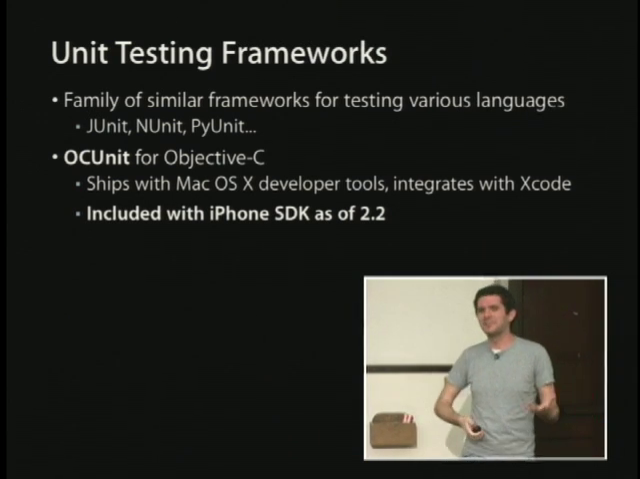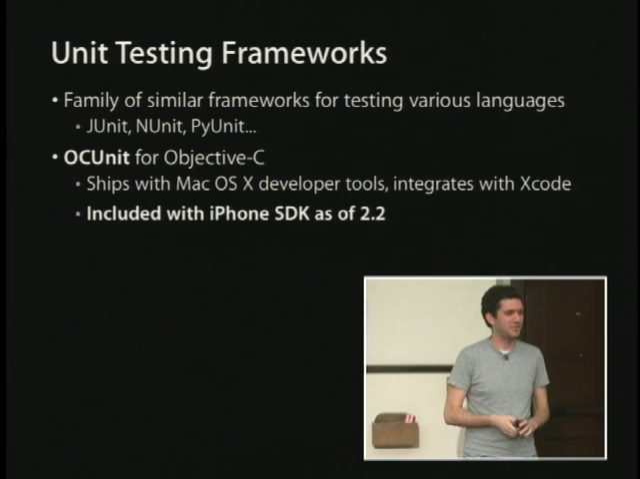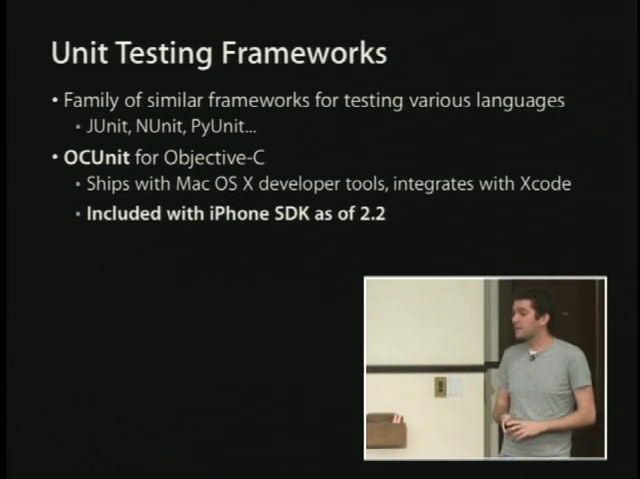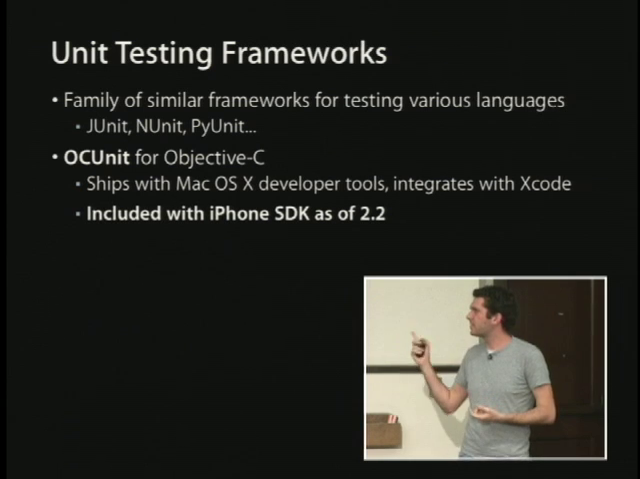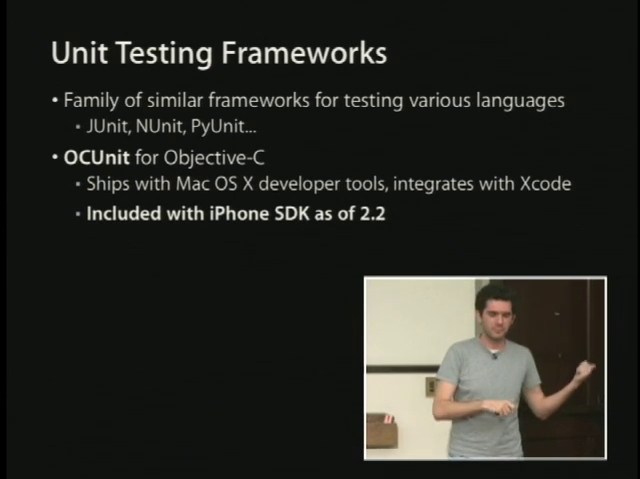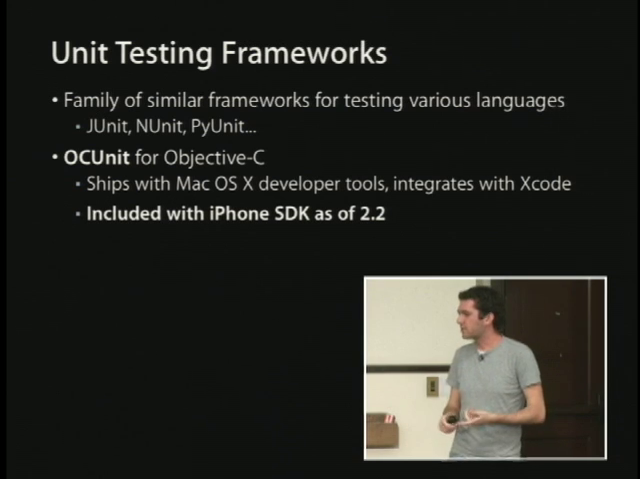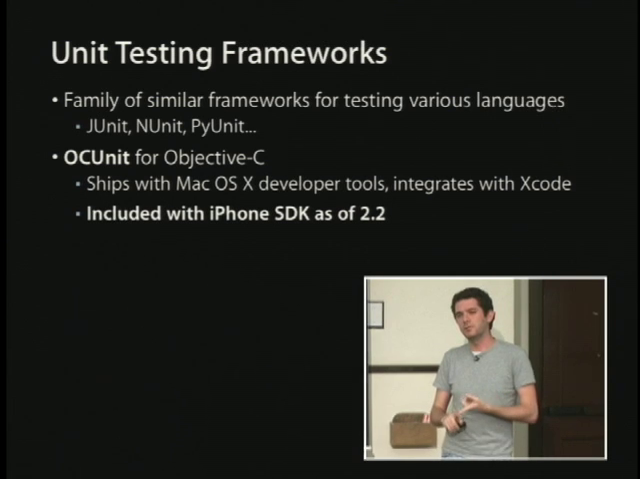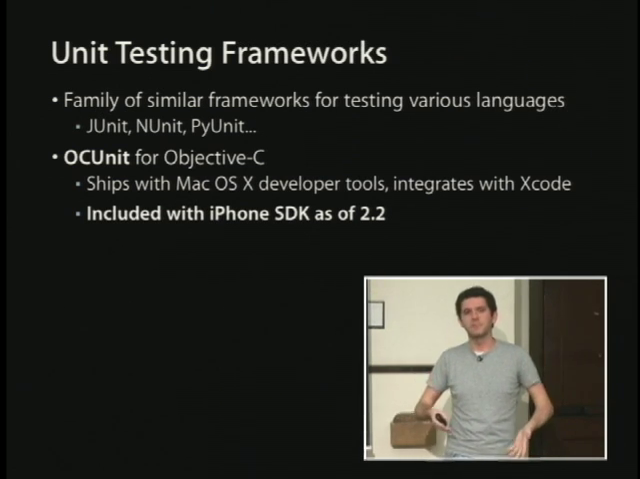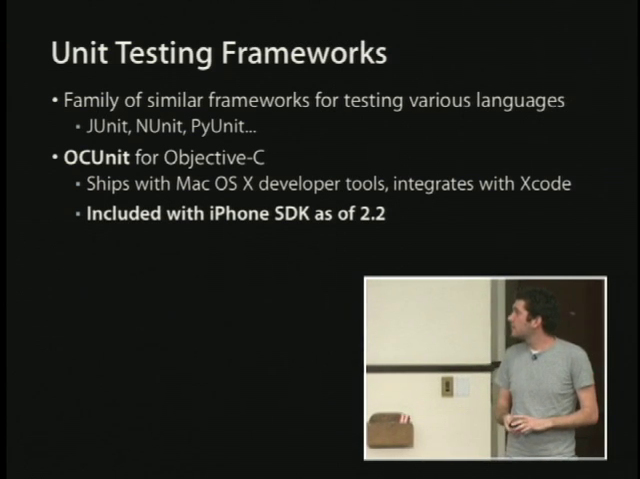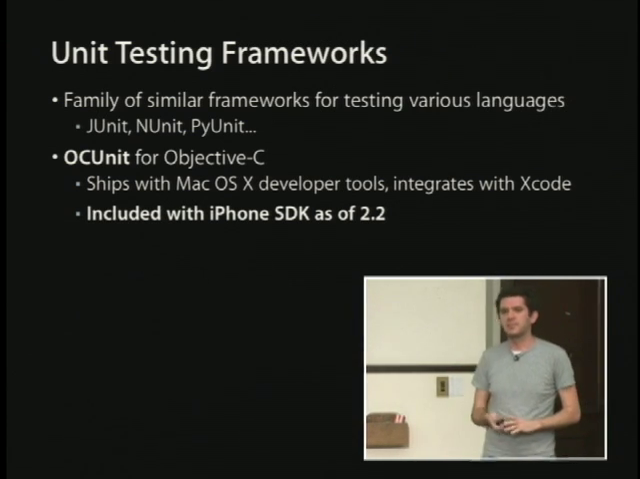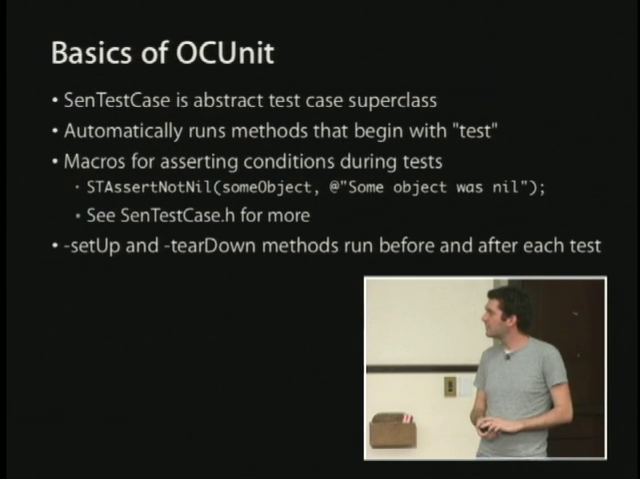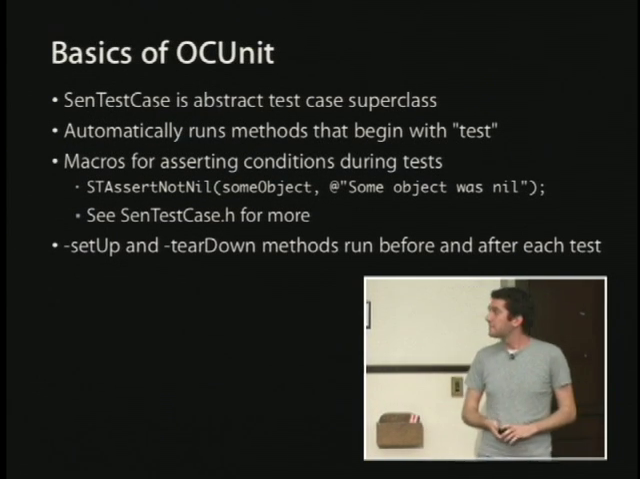Anyway, it ships with the Mac OS X developer tools, so you don't have to go out and try and find it. You've got it already. It's on your system. And it's integrated with Xcode. And since the last time that we talked about this, a couple of years ago, it's been more tightly integrated with Xcode than it used to be. You can create a new target in Xcode that is a unit testing bundle. You can basically create that, and it sets everything up for you, and you can start writing your test cases. So it's pretty convenient, and it's been included with the SDK since iPhone OS 2.2. So it's been around for a while. A lot of people are using it, and it works pretty well.